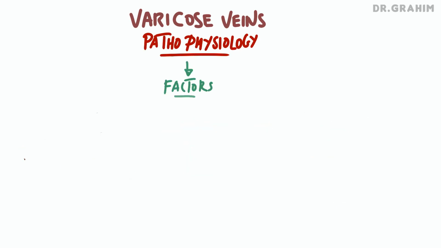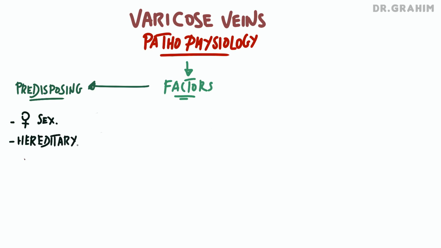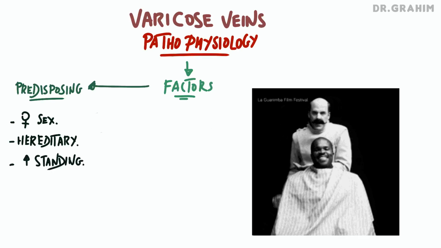There are many predisposing factors that can increase the risk of developing this condition. Female sex: women are more likely to develop varicose veins. Hereditary and familial predisposition: family history also plays a role in the risk of developing varicose veins, and jobs or activities requiring long periods of standing increase the risk.